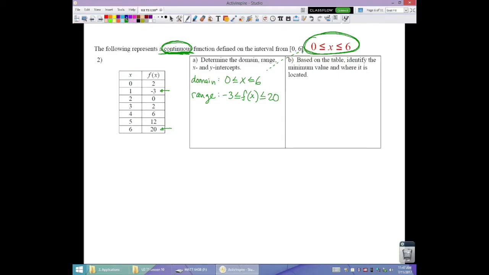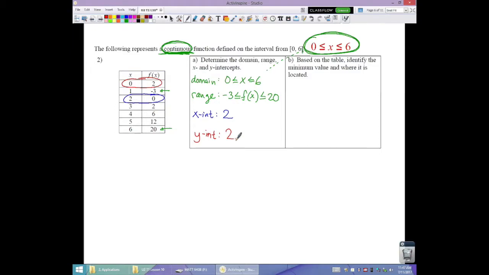The x and y intercepts. Well, an x-intercept is where the y value is 0. So that's right here. X-intercept is 2. A y-intercept is where the x value is 0. So the opposite letter is always 0 for intercepts. Well, that's this one, so that's also 2.